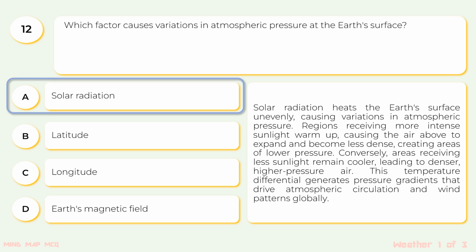Regions receiving more intense sunlight warm up, causing the air above to expand and become less dense, creating areas of lower pressure. Conversely, areas receiving less sunlight remain cooler, leading to denser, higher pressure air. This temperature differential generates pressure gradients that drive atmospheric circulation and wind patterns globally.